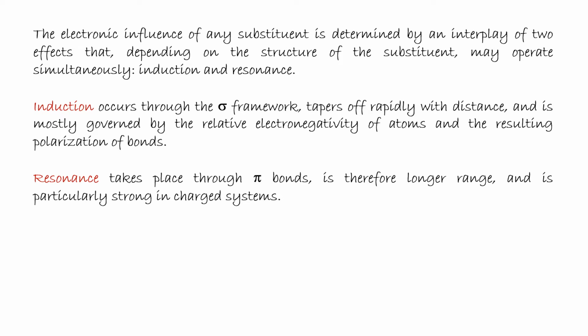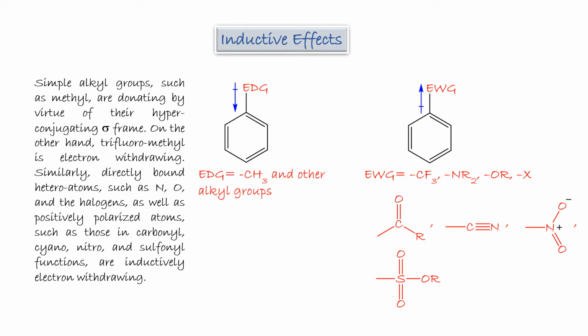The electronic influence of any substituent is determined by an interplay of two effects that, depending on the structure of the substituent, may operate simultaneously: induction and resonance. Induction occurs through the sigma framework, tapers off rapidly with distance, and is mostly governed by the relative electronegativity of atoms and the resulting polarization of the bonds. Resonance takes place through pi bonds. It is therefore a longer range effect and is particularly strong in charged systems. Let's talk about inductive effect.